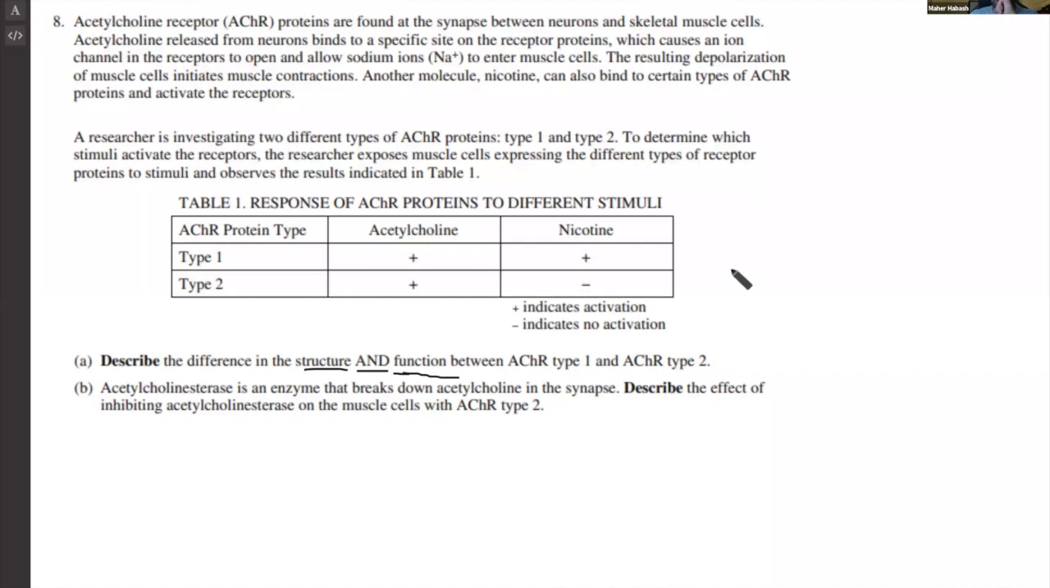Okay, this accumulation of acetylcholine leads to more muscle contractions. Perfect. Since you inhibit acetylcholinesterase, you're not breaking down acetylcholine, so you build up acetylcholine and lose control of the muscle cells. You both get full credit for that answer. So you definitely have to explain that there's a buildup and what that buildup does. Excellent.